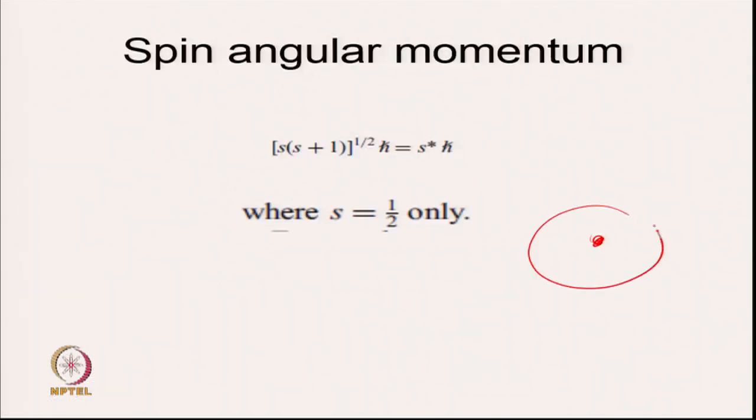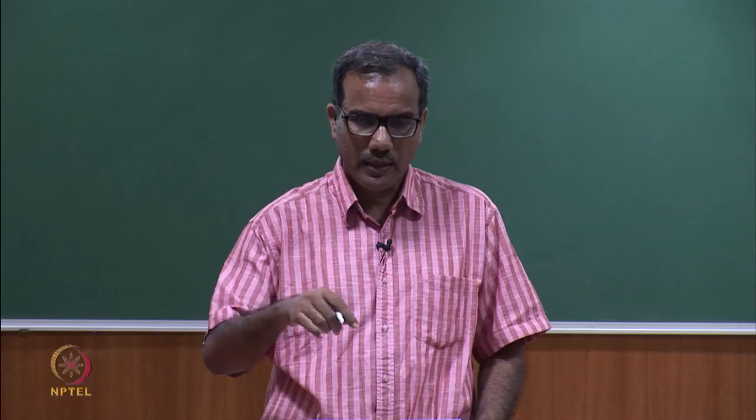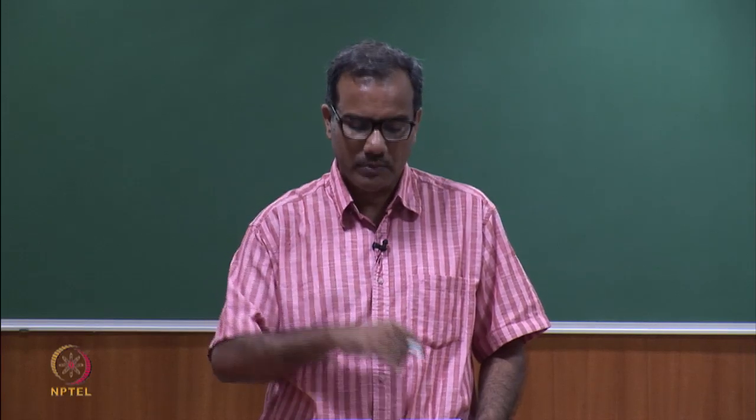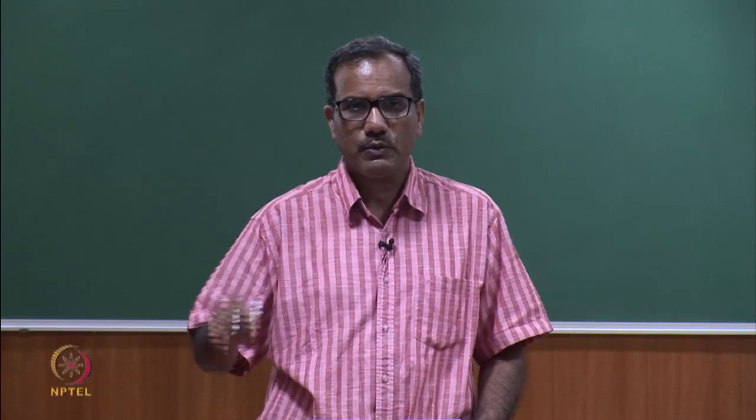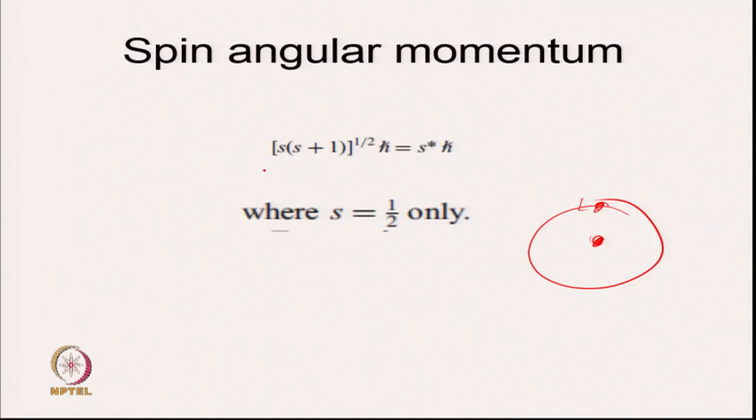Suppose this is a nucleus and the electron is moving around. The electron is at one position, it is also spinning, and that spinning gives the electron a spin angular momentum. So, the electron also has spin angular momentum, since it is also spinning, and that is given by s plus 1 half into h cross, or h cross multiplied by square root of s into s plus 1.